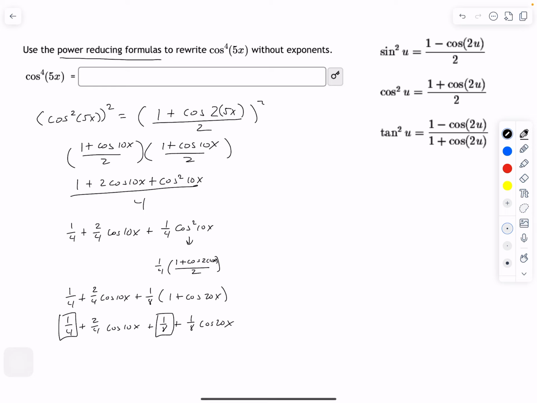Then one more step here, we're going to combine our 1 over 8 and 1 over 4. You can see that they don't have a common denominator with a 4 and 8. So we're going to change our 1 over 4 to 2 over 8. We add that to our 1 over 8. 1 plus 2 is 3 over 8. Plus 1 over 2, we're going to reduce our fraction, cosine of 10x, plus 1 over 8 cosine of 20x. And you can see there's no more exponents on any of these. And that's how we use power reducing.